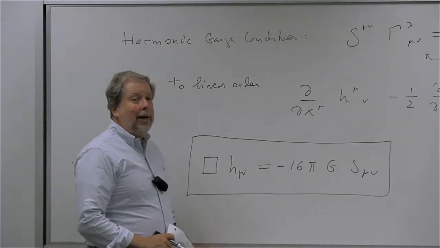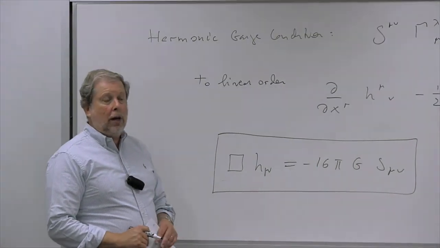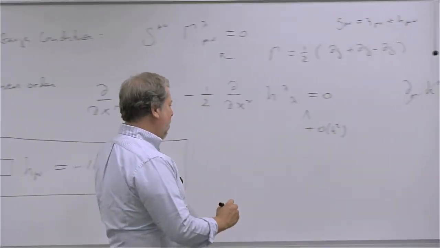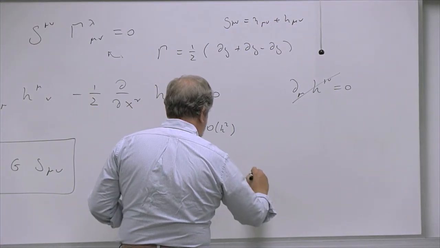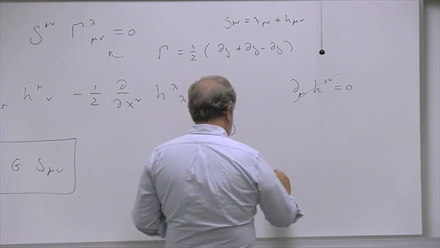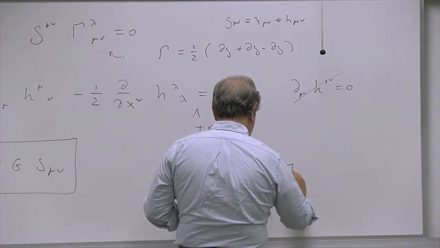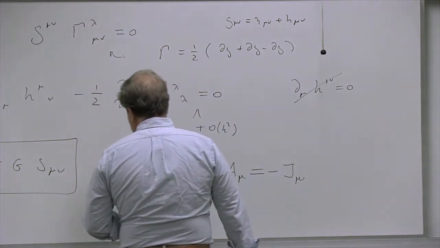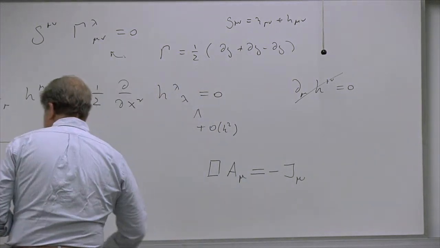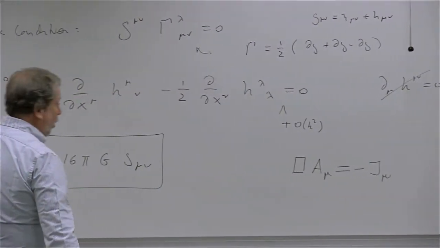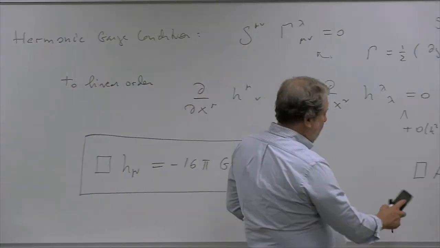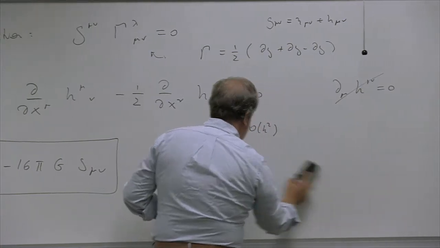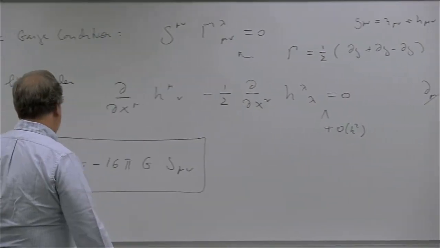So we can, in fact, now write something that looks a lot like electromagnetism. Let me remind you that in electromagnetism, you have that box A mu for a suitable gauge is equal to minus j mu. You can write it in this form. So here we have the same thing, that we have been able to get rid of various other annoying terms that involve d mu A nu, and just write it in this simple form.